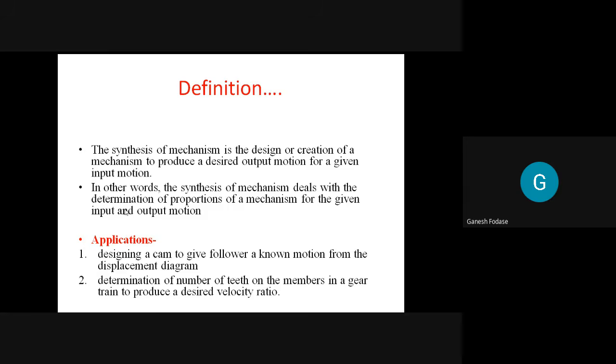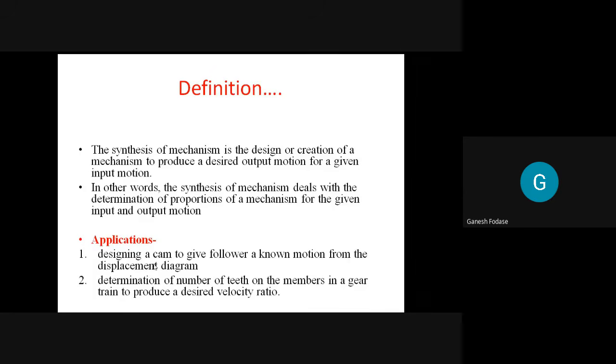In other words, synthesis of mechanism deals with determination of proportions of a mechanism for a given input and output motion. So in simple words, synthesis means we are going to design a mechanism, we are going to create a mechanism, but for what? To obtain a desired output for a given input motion.